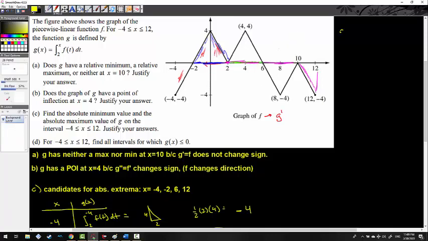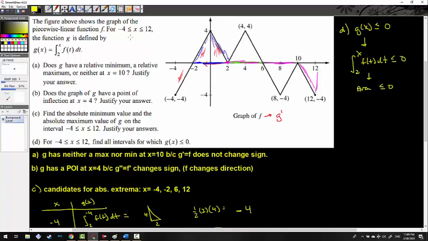Okay, so for D, we're just going to find the intervals between negative 4 and 12 at which g of x is less than or equal to 0. So g of x being less than or equal to 0 is like saying the integral from 2 to x of f of t dt being less than or equal to 0. In other words, I want my area to be less than or equal to 0. So, what intervals allow that to happen?